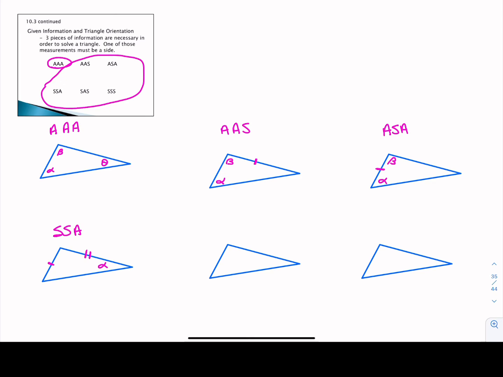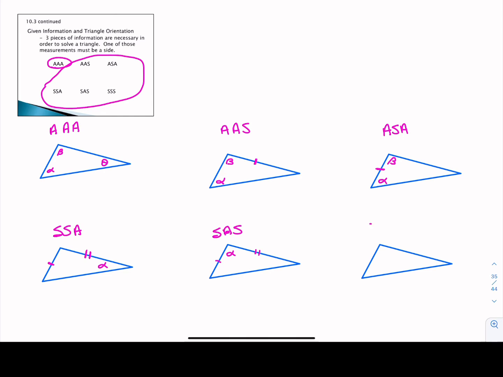If you have an SAS orientation, it means you have two sides and an angle again, but this time we see that the angle is sandwiched between those two given side lengths. So we might have side 1, we might have side 2 given to us, but this time alpha, or the angle given to us, is going to sit right between those two sides or connect them. So that would be an SAS orientation.